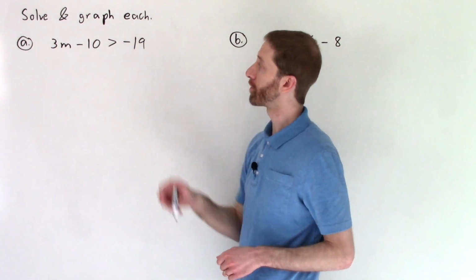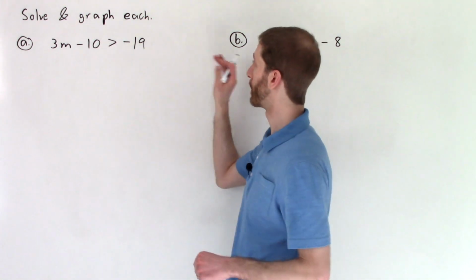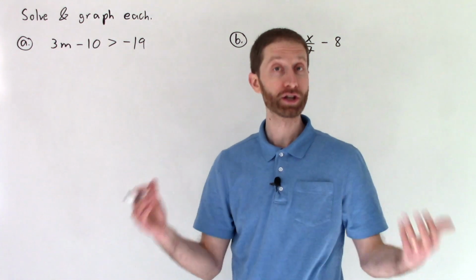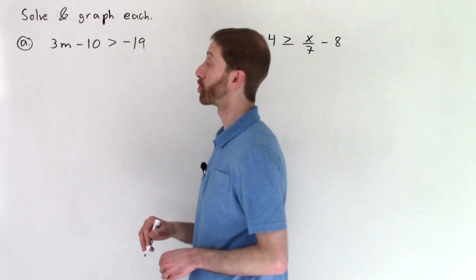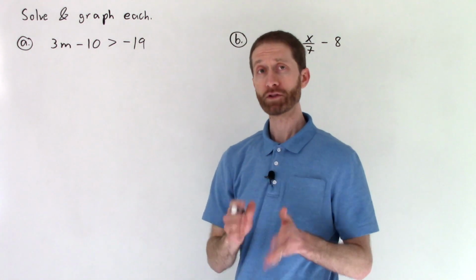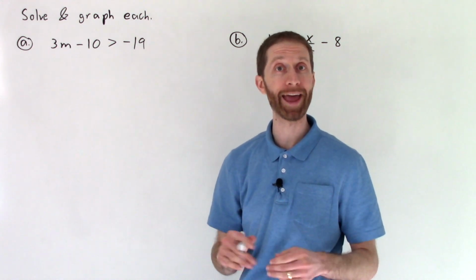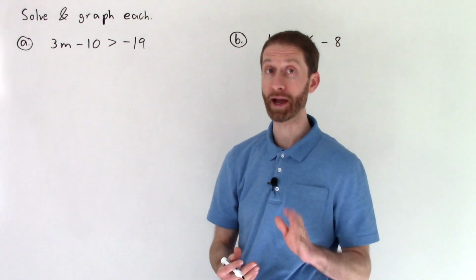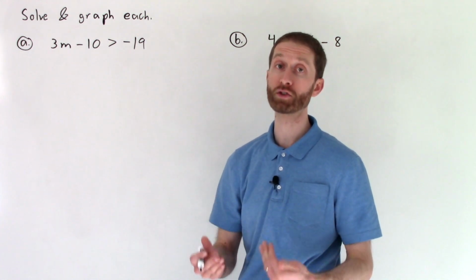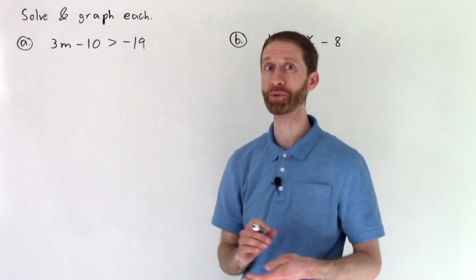We're asked to solve and graph each, so we're also going to graph our solutions. What I'm going to do is solve each inequality and then we'll go back and graph each inequality answer that we get. So we've got 3m minus 10 is greater than negative 19. First things first, I'm going to treat this like any old equation and isolate m, making sure that if I multiply or divide by a negative number on both sides, we need to switch the inequality signs, as we've seen in a previous video why that works, which is pretty cool.